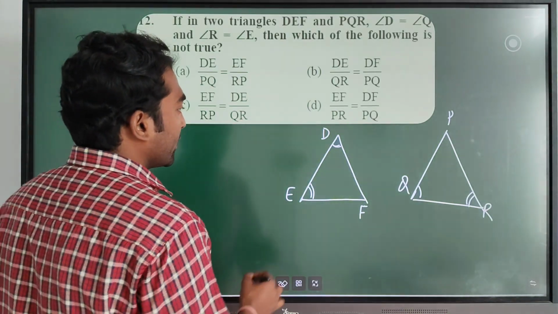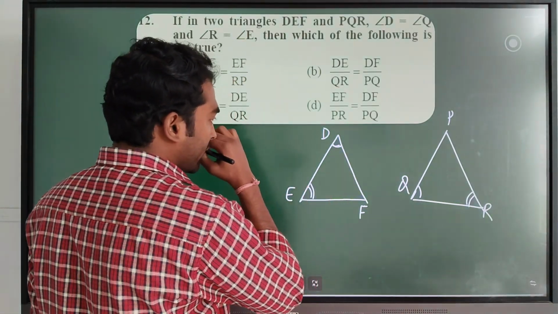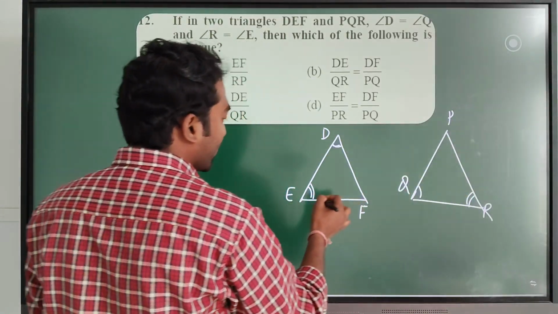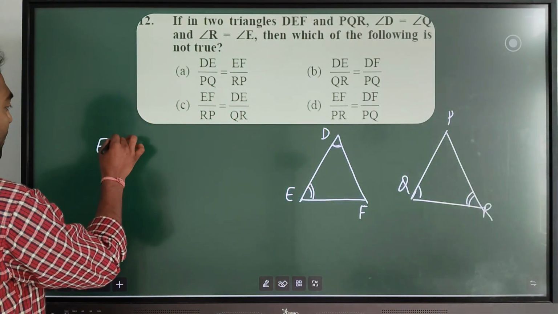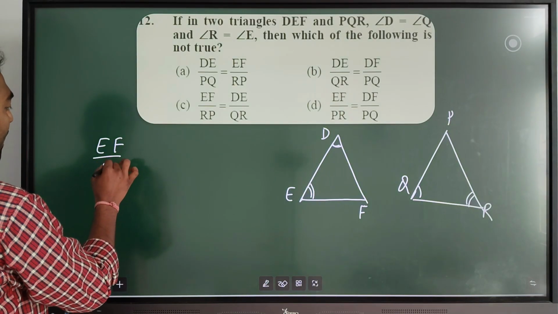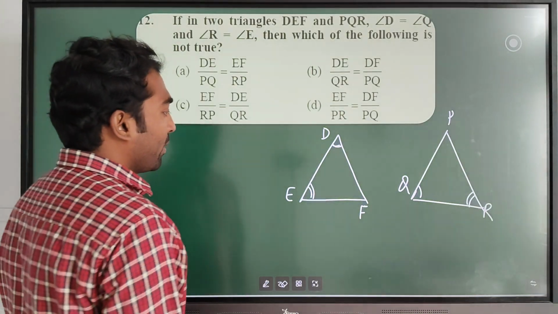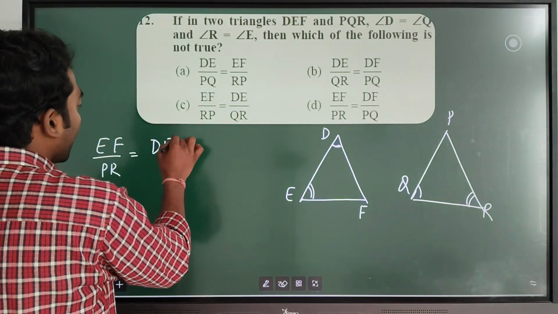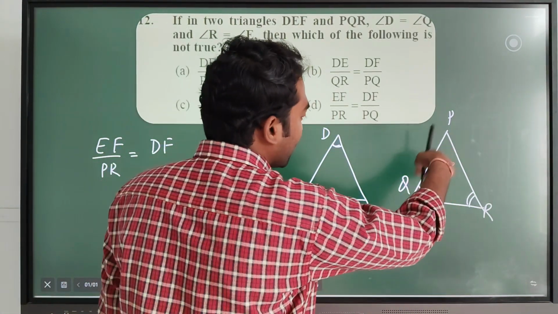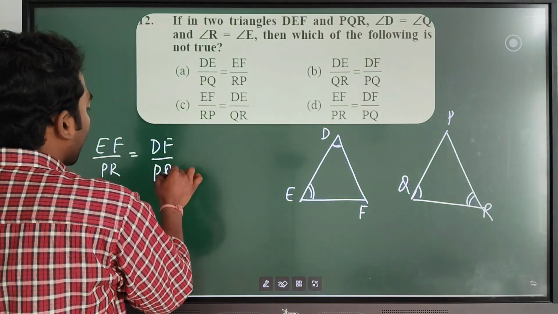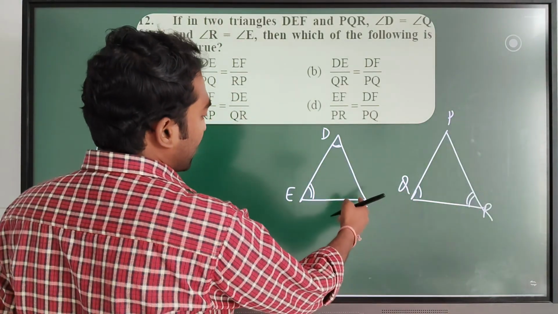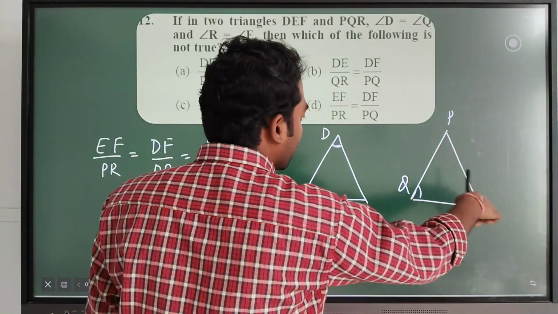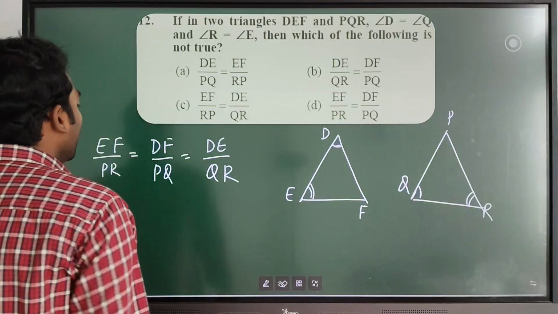So if you are taking angle D, the opposite side is EF, and for angle Q the opposite side is PR. So EF by PR is equal to the opposite side for angle A, which is DF, and the opposite side of angle R is PQ, so DF by PQ. The last one: the opposite side of angle F is DE, and the opposite side of angle P is QR. So this is the ratio.